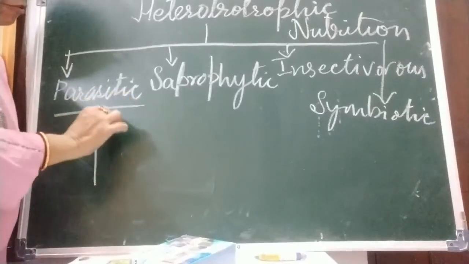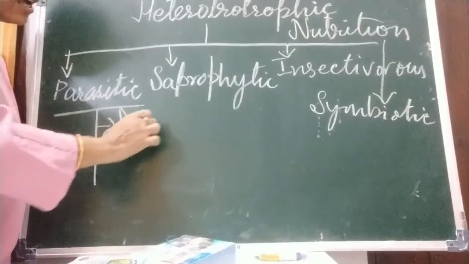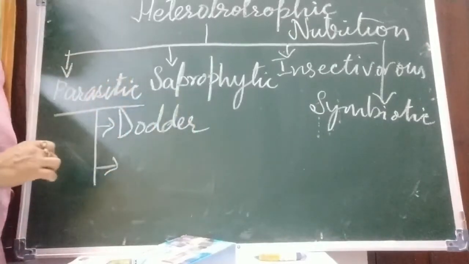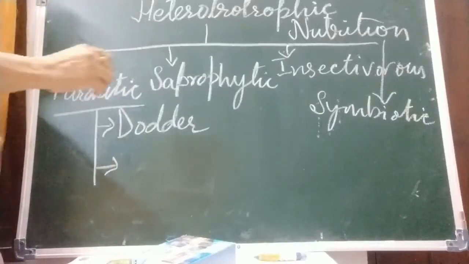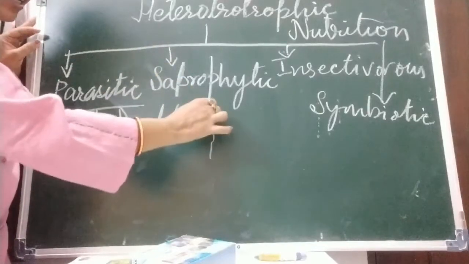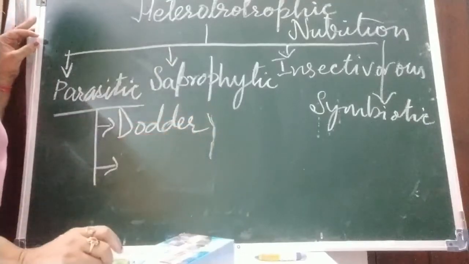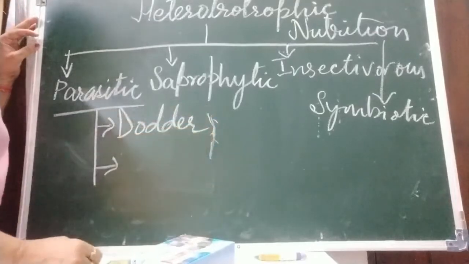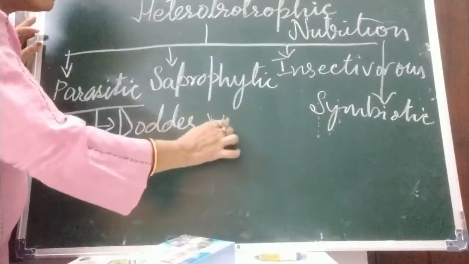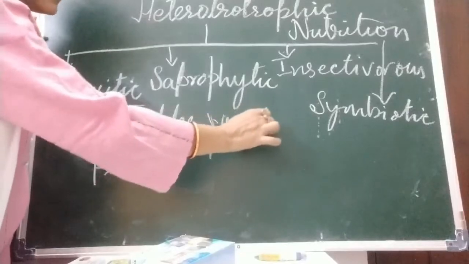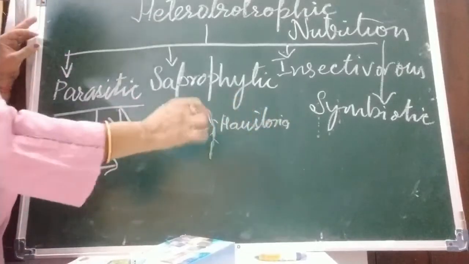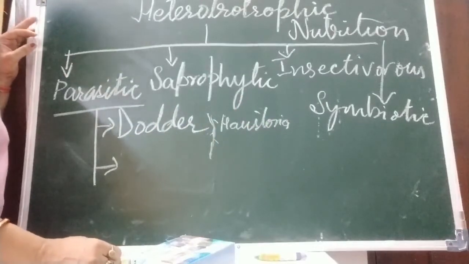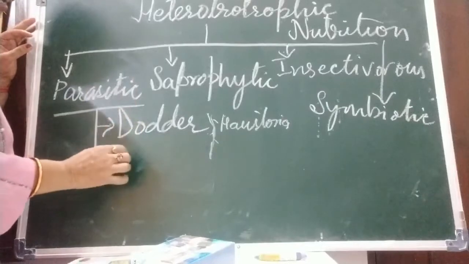There are 2 types. First is dodder or cuscuta. Dodder completely depends on other plants for food. It is thread-like. No leaves, no roots, nothing. Only it has very tiny root-like structures, and we call these structures haustoria. What do we call that? Haustoria. And these tiny root-like structures penetrate the host plant and suck the food. This way they grow. Second is mistletoe.